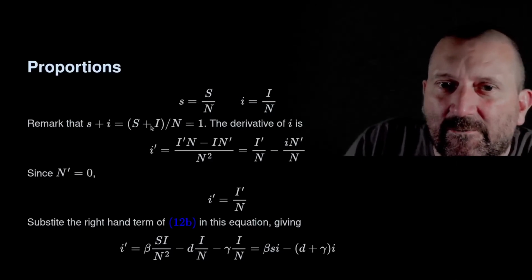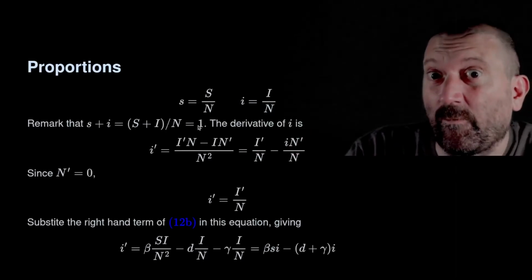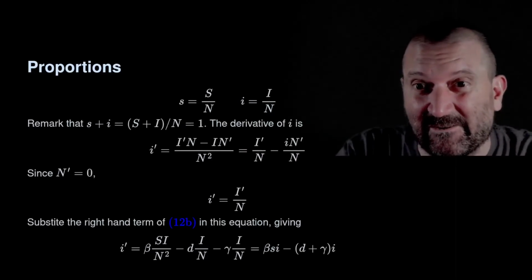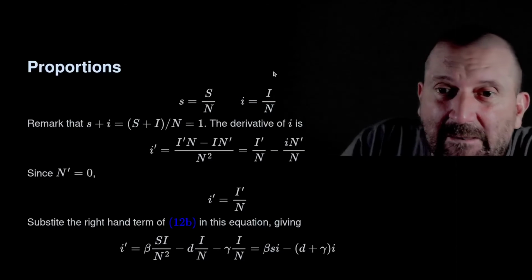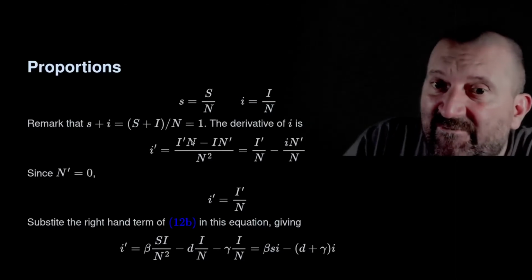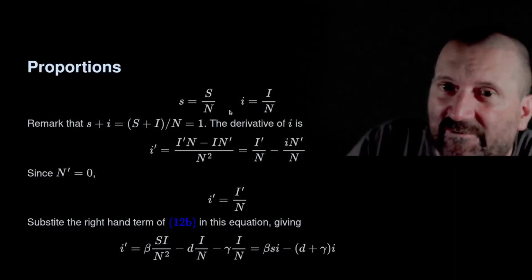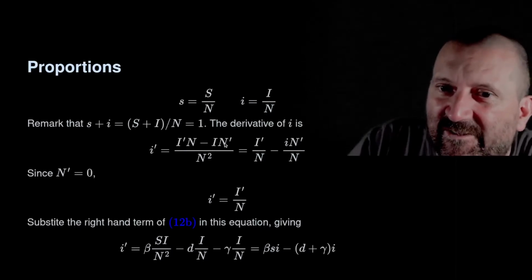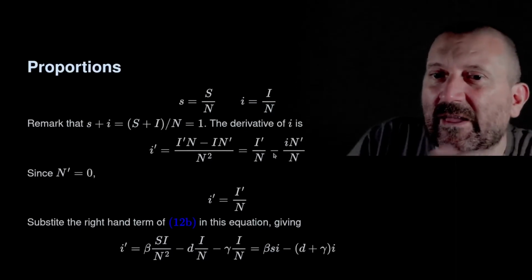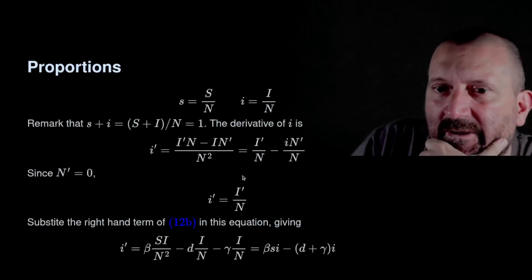Okay. So first of all, when I sum them, I get 1, because the total proportion between the susceptibles and the infectious is 1. And then when I compute the derivative of i, I see that it's this. Remember that those quantities depend on time, okay? They're not constants. They're I of t, N of t, etc. So I get this equation. But N prime is 0, so this second term here is equal to 0.